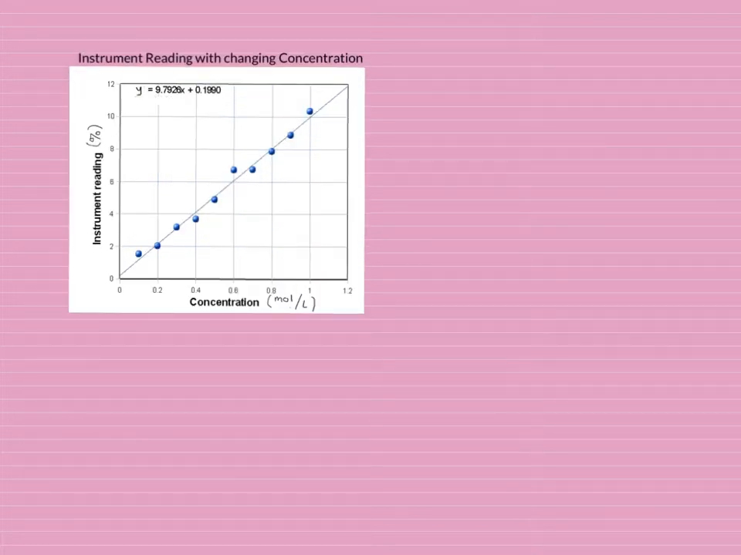Here's another graph. There's some instrument reading that reads percentage, and we're changing the concentration of something, and the units are moles per liter. It doesn't really matter if you understand what the instrument reading is or what concentration is right now. We can still write our mathematical model. So the best fit line they gave us is y equals 9.7926 times x plus 0.1990. So that's your slope, and that's your y-intercept.